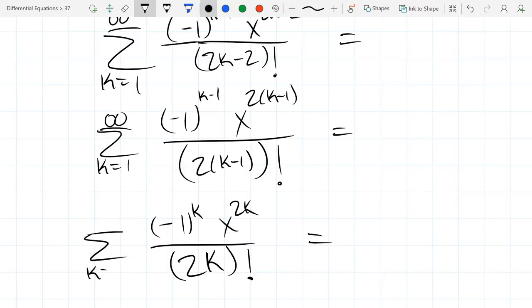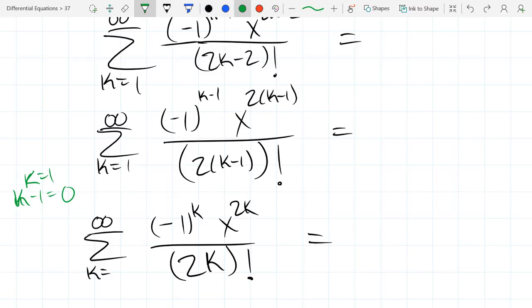Now I'm going to screw everything up unless I pay attention to where k started. So everywhere I saw k minus 1, I just put k there. So the way I think about this, when k equals 1, what do we get for k minus 1? 0. So when k was 1, I got 0, 0, 0. So I'm shifting my index. I shifted it over here, basically, I added one everywhere.